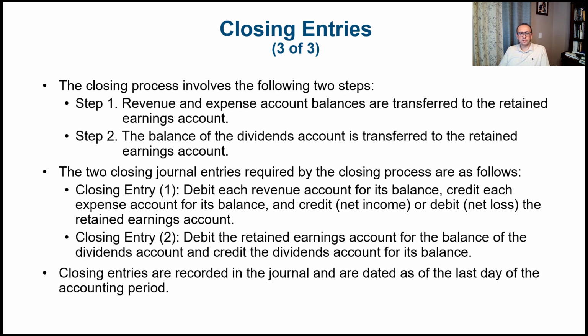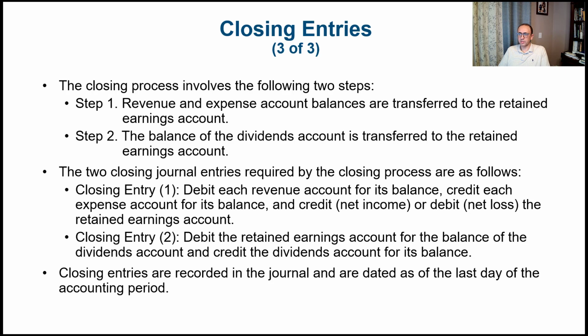So the closing process is very simple. It only involves two steps. The first step is that revenue and expense account balances are transferred to retained earnings. The balance of the dividends account is also transferred to the retained earnings account. So revenues, expenses, and dividends are the only accounts that we need to close. Revenues and expenses are usually closed together in one journal entry, and dividends are closed in a separate journal entry. So two closing journal entries are required.